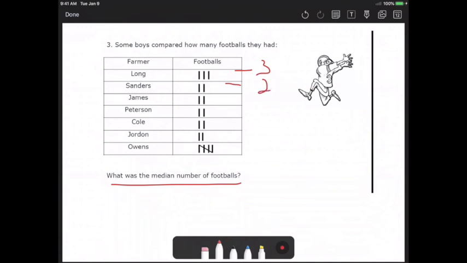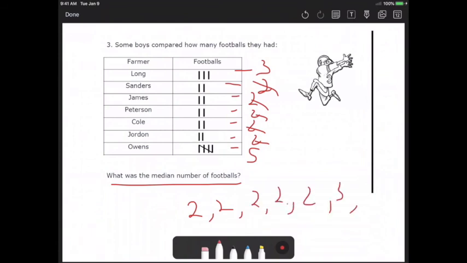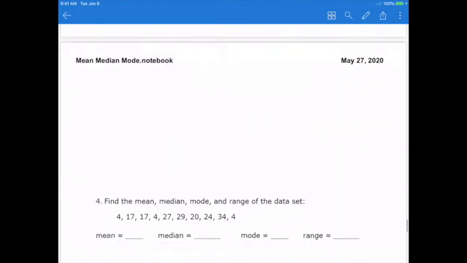Okay, so this is 2, this is 2, this is 2, this is 2, this is 2, and this is 5. So we have 1, 2, 3, 4, 5 2s, a 3, and a 5. So we need the median. Median means karate chop. So the answer would be 2. All right, so we have a couple more.